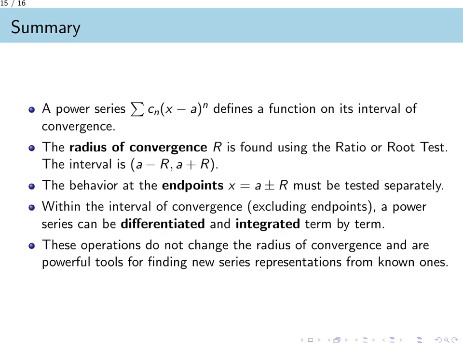Let us bring together the key ideas we have discussed about power series. The central concept is that a power series, which is a summation of terms involving powers of the quantity x minus a, defines a function on the specific interval where it converges. To find this interval of convergence, we have a two-step process. First, we use the ratio test or the root test to determine the radius of convergence, which we call r. This gives us an open interval from a minus r to a plus r, where the series is guaranteed to converge.